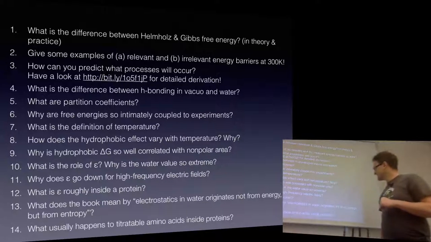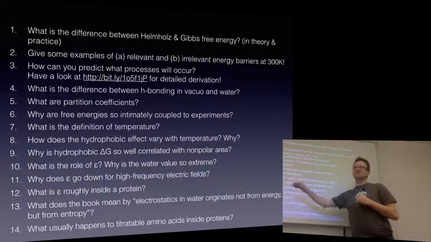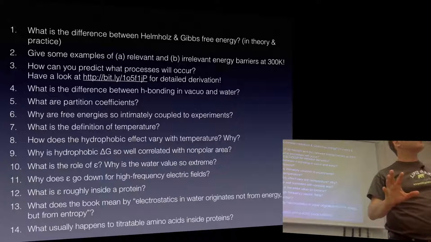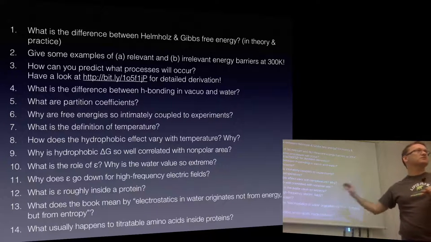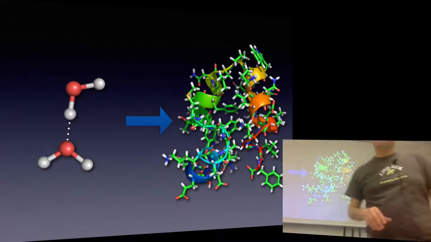I might not say that exactly, that it doesn't originate from energy, because the electrostatics is energy, but that it manifests itself as entropy. And the way we show that is the temperature. This is not a theoretical argument. We can show that with the temperature dependence of the free energy. That is entropy. It's all entropy. Titratable amino acids we'll talk about today too, so I'll skip that a little bit.